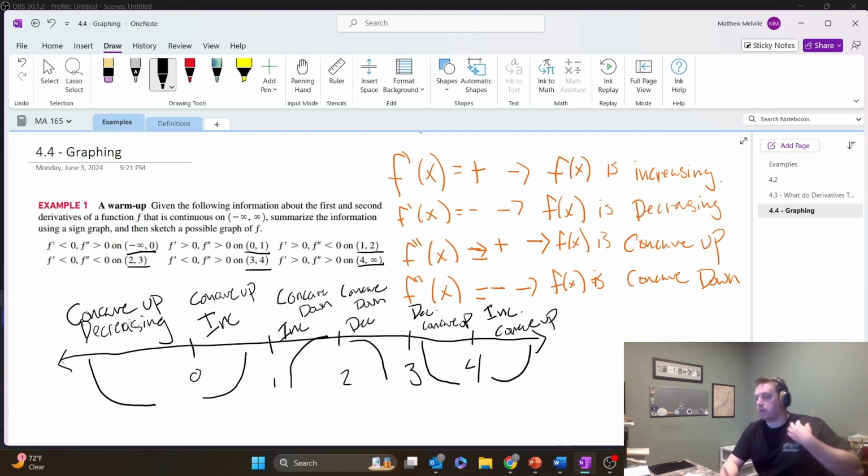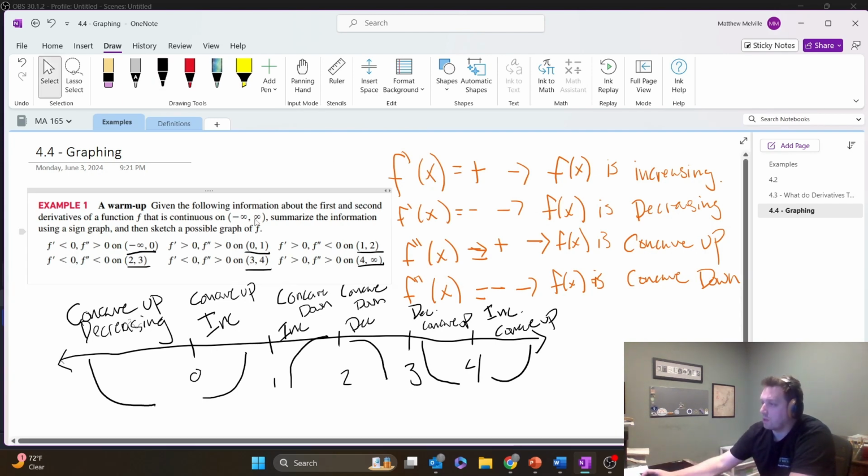Now, obviously, my graph just doesn't look like this all the way through and through. I'm like, okay, well, here's what I know. I'm going to have a minimum, maximum, minimum, point of inflection, and then as this one goes on to infinity, this one's going to be increasing concave up forever. And this one's going to be concave up and decreasing forever, right?